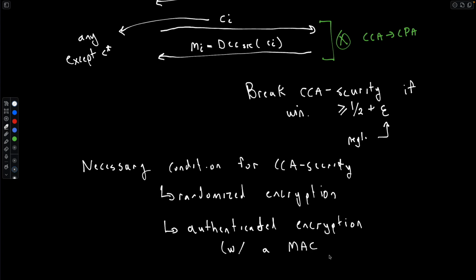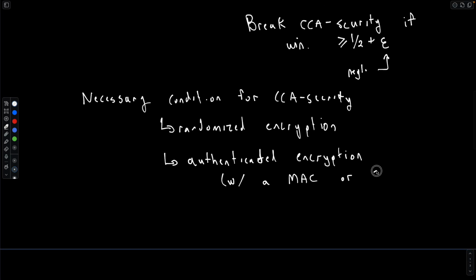It can be with a MAC itself. So a lot of protocols are going to encrypt then MAC or MAC then encrypt. The order matters a little bit. And then some modes of operation have a MAC that's built into them. The example I gave is GCM, which is what we'll see later. It has a MAC built in, basically.